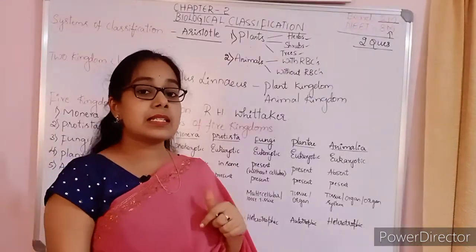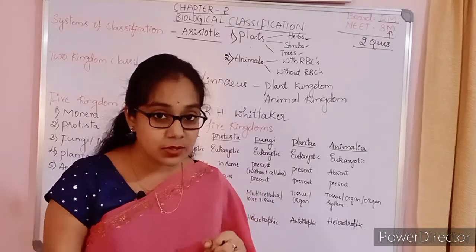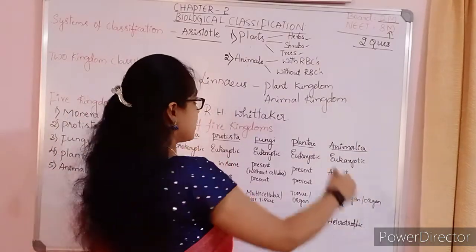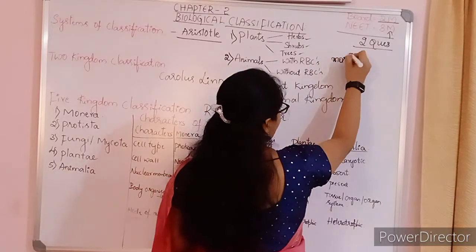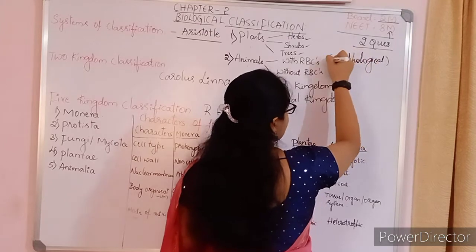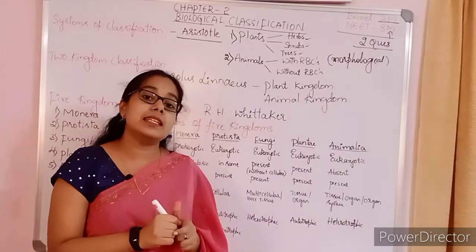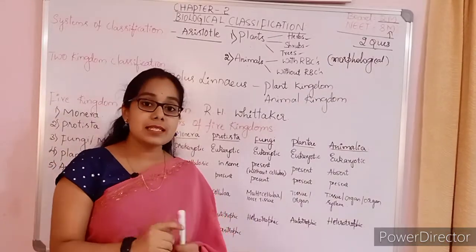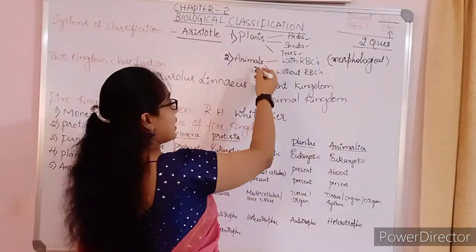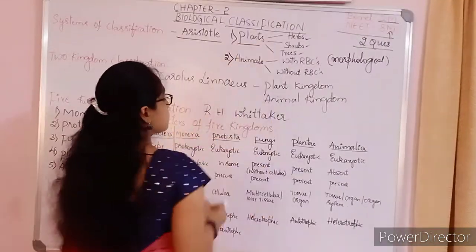So how did he classify these living organisms into plants as well as animals? First thing is that he did only a superficial classification. That means he observed all the morphological characters. You know that morphological characters are the external characters. So just by seeing the external characters of living organisms, he classified all the living organisms into plants as well as animals.